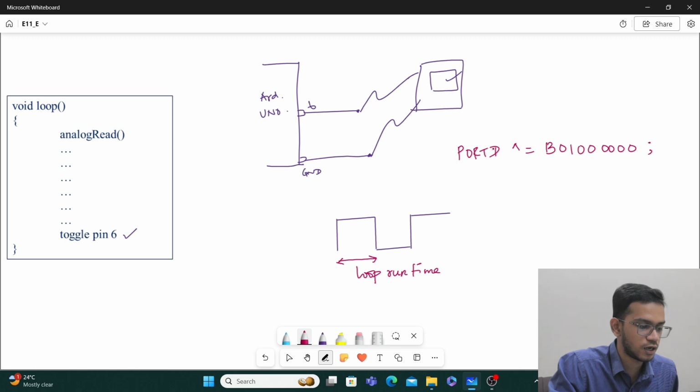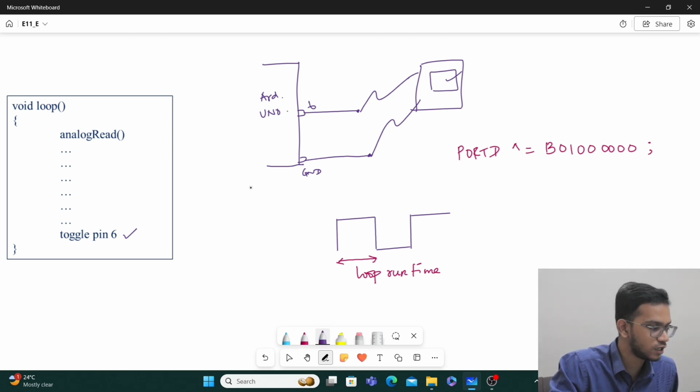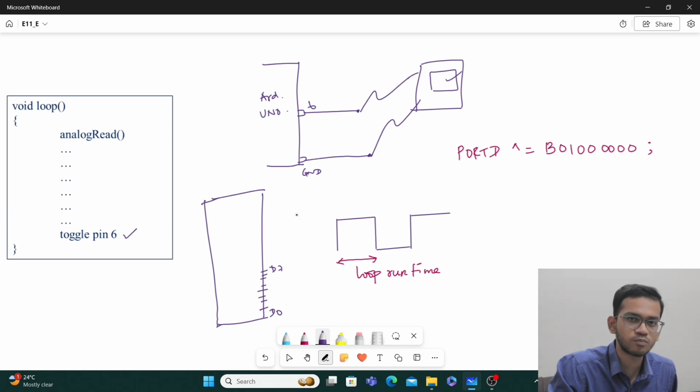So I am not going to cover exactly how the syntax of this statement works. This is a XOR function. I can tell you up to that level. And when I'm saying port D, Arduino, as you know, has several pins. In that, port D has D0 to D7. These 8 pins come under port D.